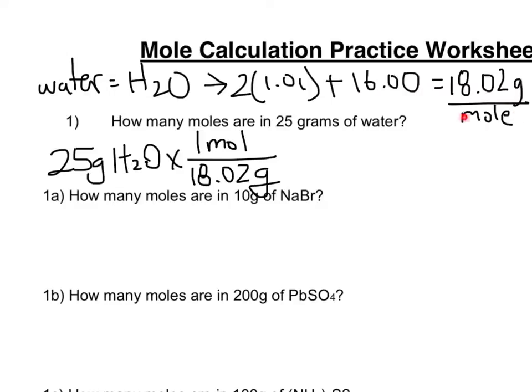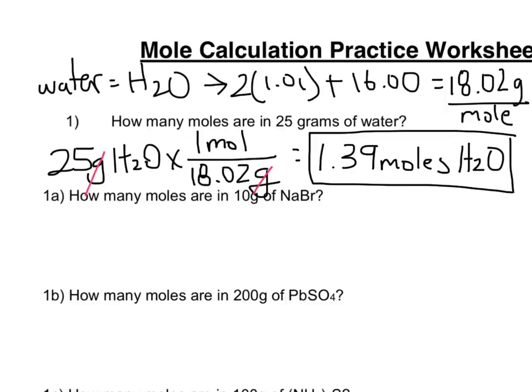And again, mole you can write like this, or you can abbreviate MOL. I know it's not much, but it is an abbreviation. Okay. Grams cancel with grams, and we will multiply numbers up top, divide by numbers on bottom. So 25 divided by 18.02 is 1.39 moles of H2O.